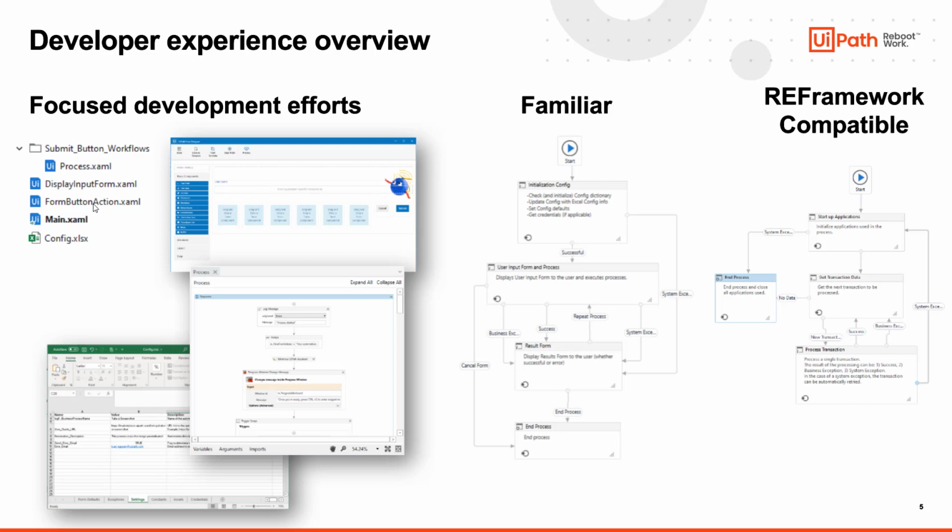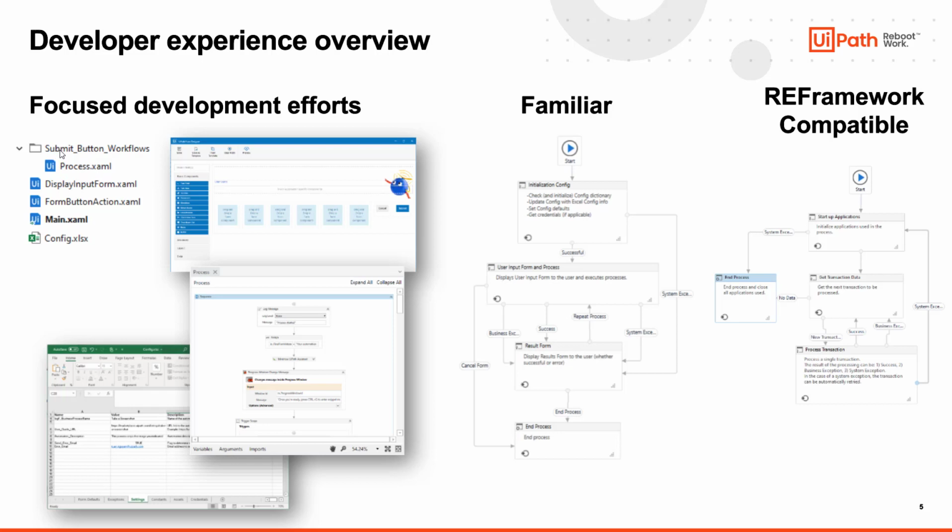So the form button action is actually a switch statement, and the switch case correlates to the field key of the button. So it can determine, based upon the button, which process to invoke. And then last but not least is the process.xaml, which is the logic of your automation.